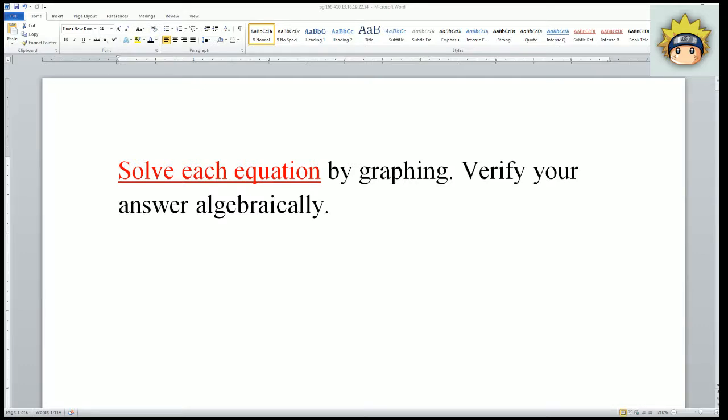Welcome. This is the homework solution for page 169, numbers 10, 13, 16, 19, 22, and 24. Alright, so we're going to start it off.